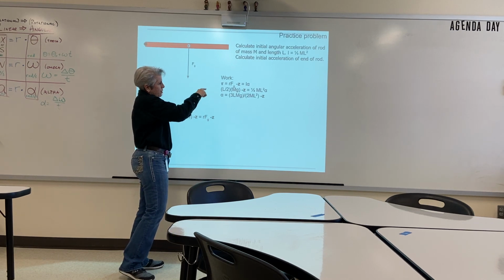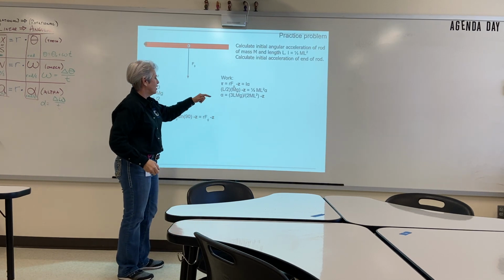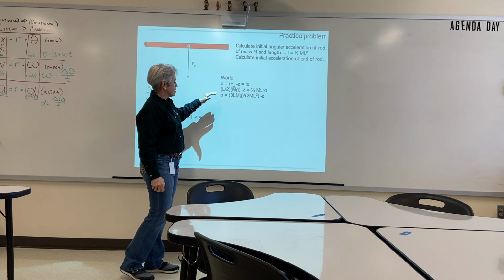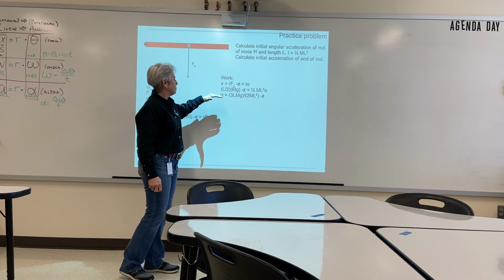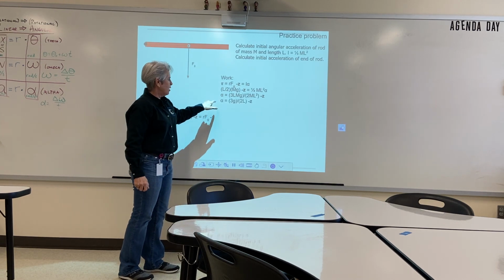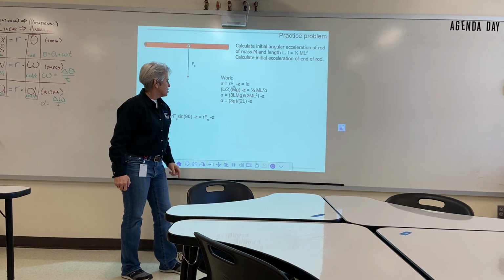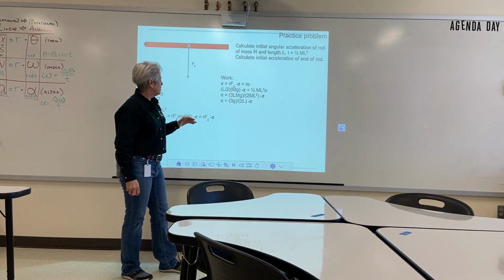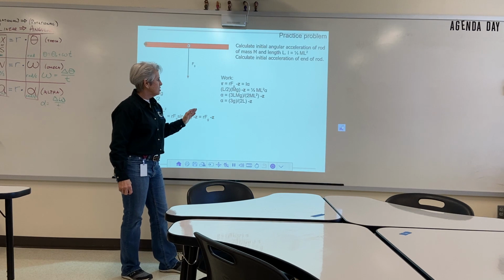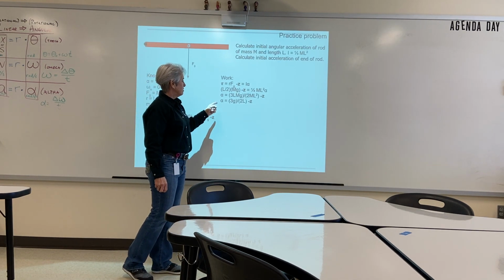And then 1/3 ml squared is ml squared divided by 3, and we have to combine these two to solve for alpha. Okay, so I didn't really skip a step, I was just combining those, factoring them through. Then alpha, notice you have mass and length on both sides. So we can get rid of mass, and then alpha is going to be 3g divided by 2L. So that is the angular acceleration.